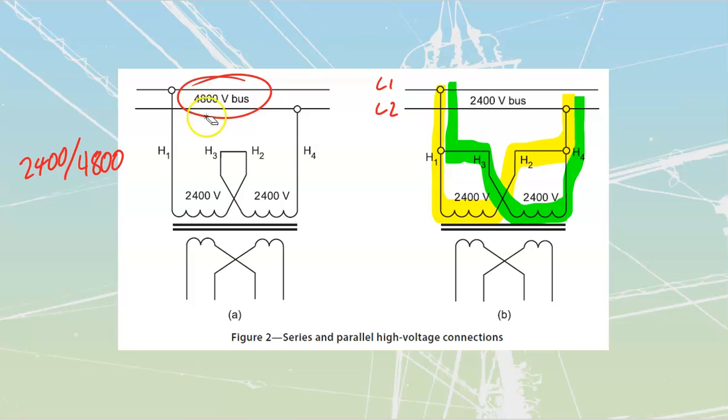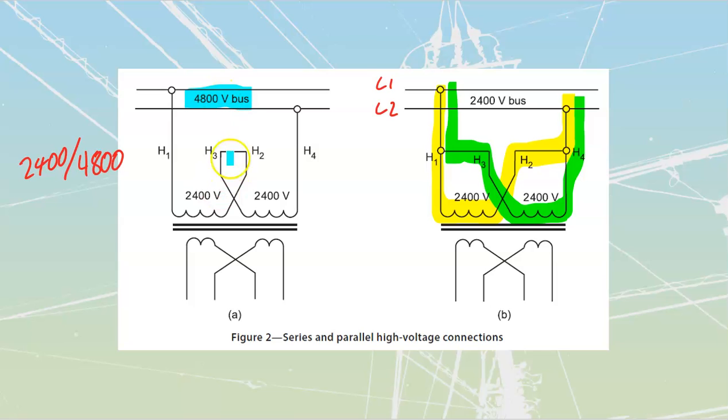Over here, I've now got a 4800 volt bus. And each of my windings is not good for anything more than 2400. Remember, the lower value is always what the individual windings are good for. Over here, we did not over-voltage the windings. They each went to their proper value of voltage.